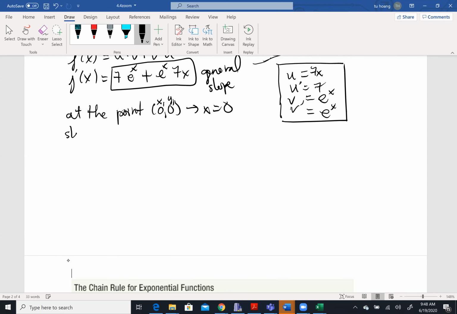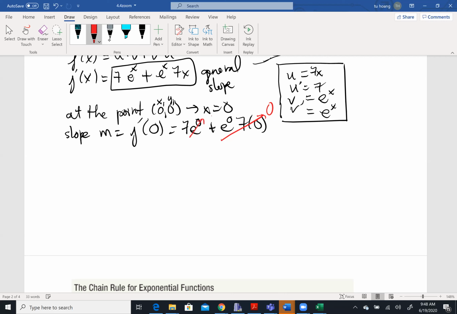So the slope will be, I'm going to apply x equals 0 into the general slope. So I have slope m equal to f derivative of 0, which equals 7 e to the 0 plus e to the 0 times 7 times 0. So this term will become 0, and e to the 0 will become 1. So I will have m equal to 7. All right.